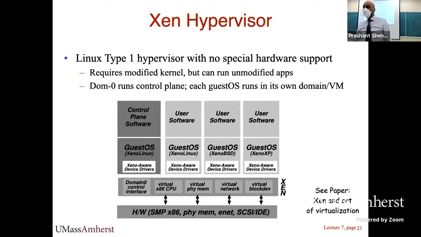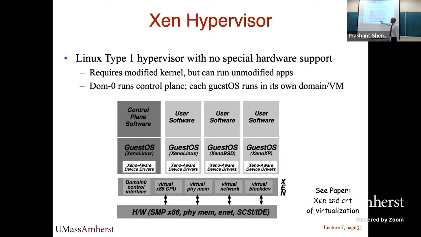Okay, so I'm going to show you an example of a para-virtualization hypervisor, which is called the Xen hypervisor. This was one of the early hypervisors that Linux supported before KVM became popular. Now KVM is the default type 1 hypervisor in Linux. But in the early days, when the hardware did not support type 1 hypervisors, the way you could do this was you ran a para-virtualized version of Linux, and that was implemented as the Xen hypervisor.